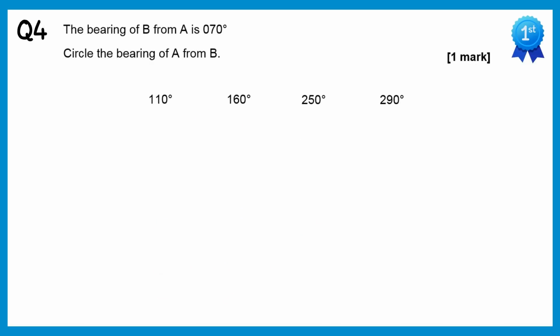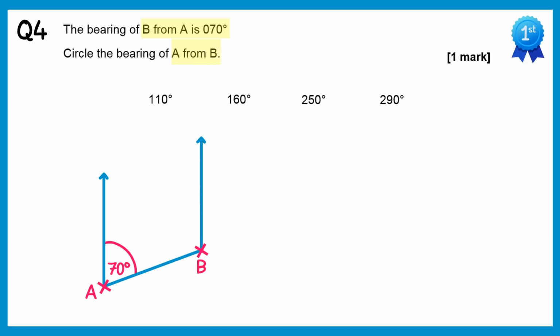For this question, we're told the bearing of B from A is 70 degrees. We can draw this in a diagram, so if we draw A first, and then another point B, if we do a north line at A and then connect up to B, the angle here must be 70 degrees. The question asks us for the bearing of A from B though, so this would be drawing a north line at B and then going round clockwise until you face A, so we need this angle here.